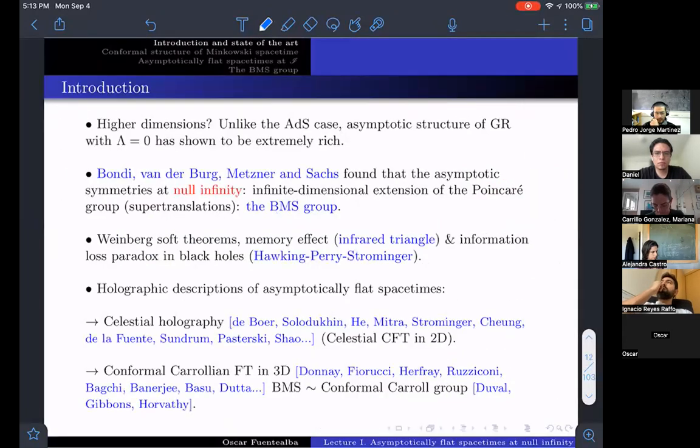Okay. Also, possible holographic descriptions of asymptotically flat spacetimes. In this case, we have two.